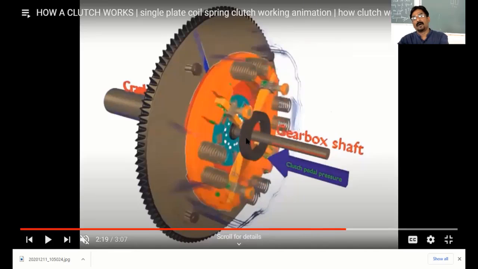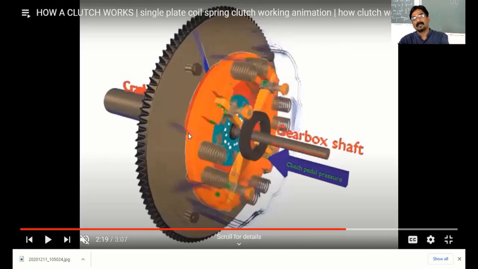If you apply pressure over the release bearing with the help of the clutch pedal, it moves in the forward direction, and these are all the clutch levers 1, 2, 3, 4. These clutch levers pull the pressure plate in the backward direction. That type of arrangement we have seen in the pressure plate and the release lever. These are the release levers. The release lever moves the pressure plate in the backward direction.